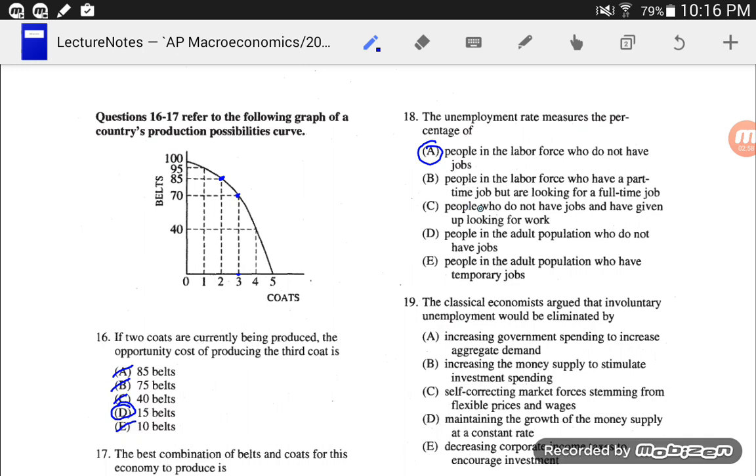If you have a part-time job but are looking for full-time, you're underemployed. You're not unemployed. People who do not have jobs and have given up looking for work, they're not part of the labor force. We don't count them. People in the adult population who do not have jobs, again, my parents are not part of the labor force and they're adults. People in the adult population who have temporary jobs, they are employed, albeit temporarily.